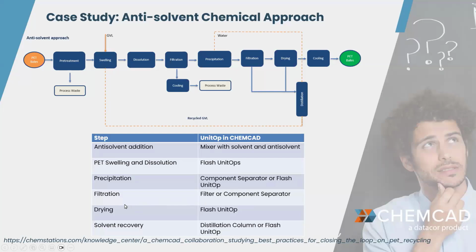For the filtration, you can either use a filter if you have the geometry of your filter, or a component separator. For the drying, you can use a flash unit op and specify the temperature. And for the solvent recovery, you can either use a distillation column or a flash unit operation, depending on the stage.